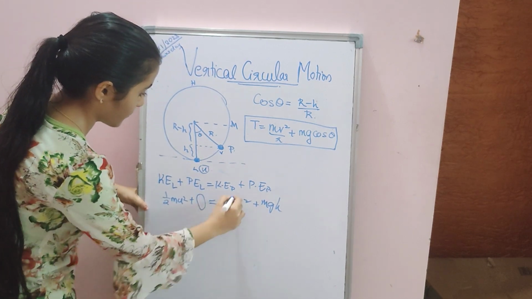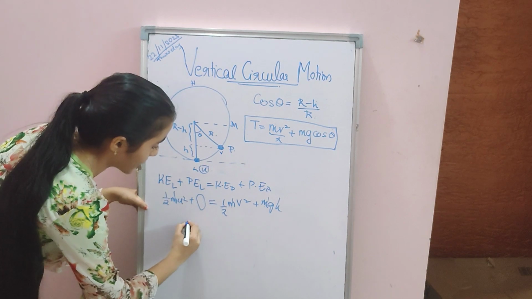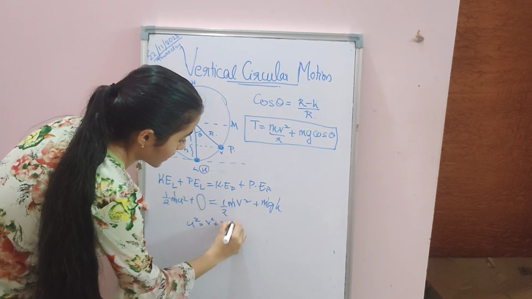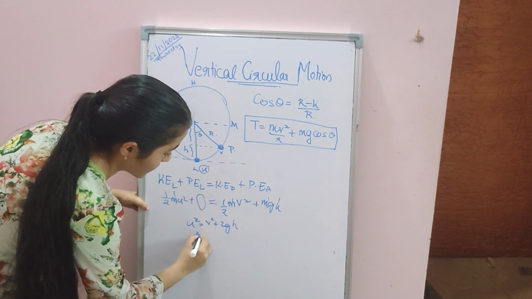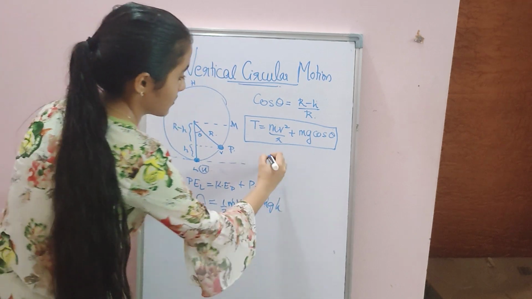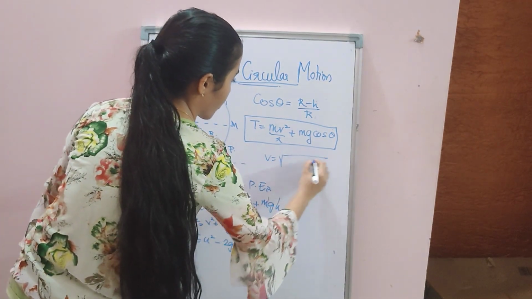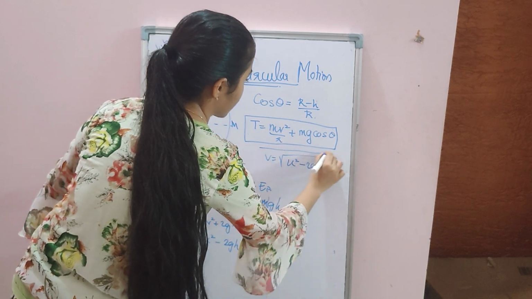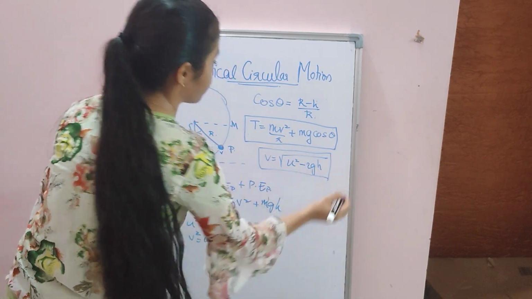Now we cancel the m's. We get u square is equal to v square plus 2gh. Shifting, v square is equal to u square minus 2gh. V is equal to root of u square minus 2gh. This is an important relation in vertical circular motion.